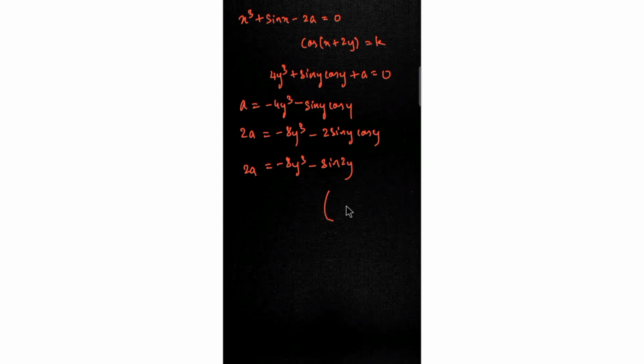Now because minus pi by 4 is less than or equal to y is less than or equal to pi by 4, I can multiply by 2 on both sides. I get minus pi by 2 is less than or equal to 2y is less than or equal to pi by 2.